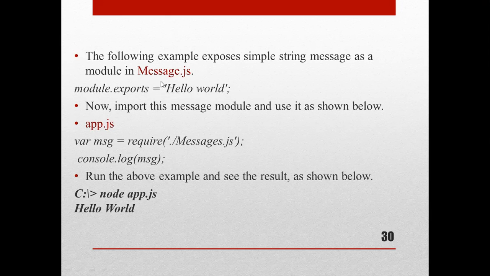Now we are going to import this message module. Message.js is a module, and we are going to use it in another file, for example app.js. Take a variable, message, equal to require of the module. Since this is a local module, specify the path, dot slash message.js, because the module is stored in the root folder. So using the require function we have loaded the module in our application.